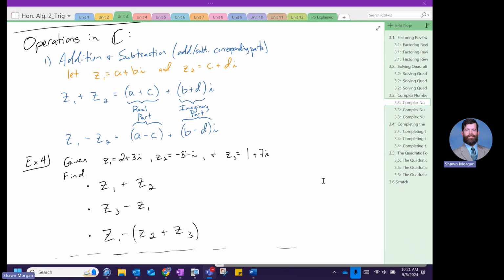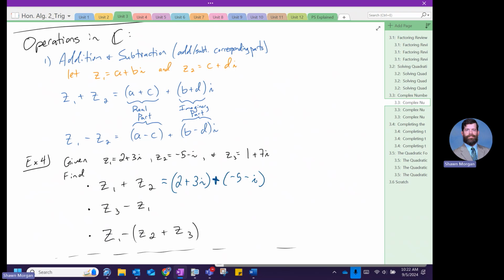All right, so look at example 4 right here. I'll give you 3 complex numbers, say Z1, Z2, Z3. There we go. Just made up some random examples. We're going to practice adding Z1 plus Z2. So I'll do it the slow way. That's going to be 2 plus 3i. That's Z1. Big fat plus sign. And then negative 5 minus 1i. And we want to add the real parts and add the imaginary parts.